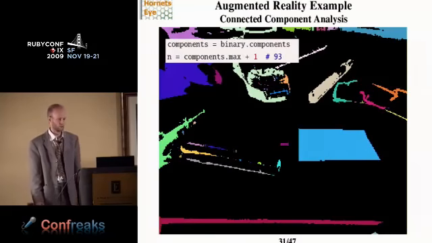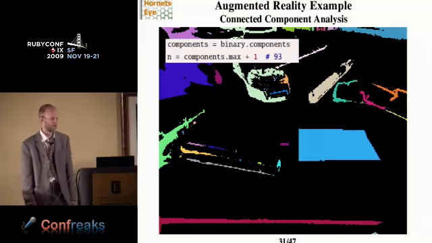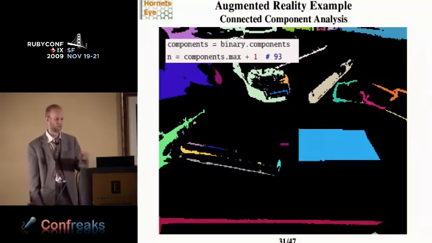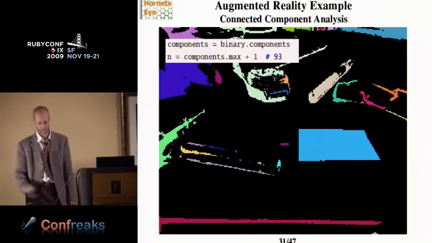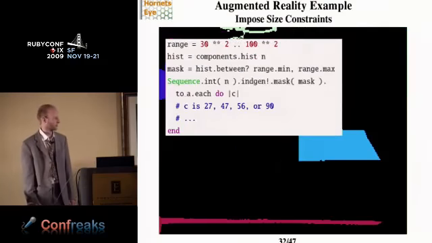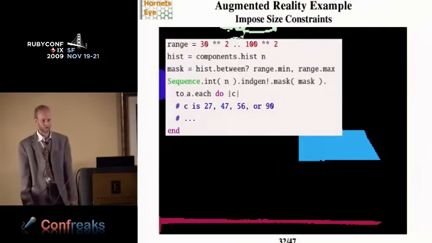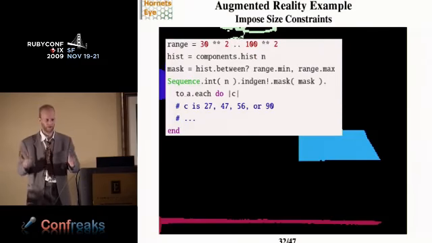And then I do connected component analysis. In this case, we will have 93 components, including the background. So you set n to the maximum index of the component image plus 1. And then we create a histogram of the components. This will give us the area of each component.